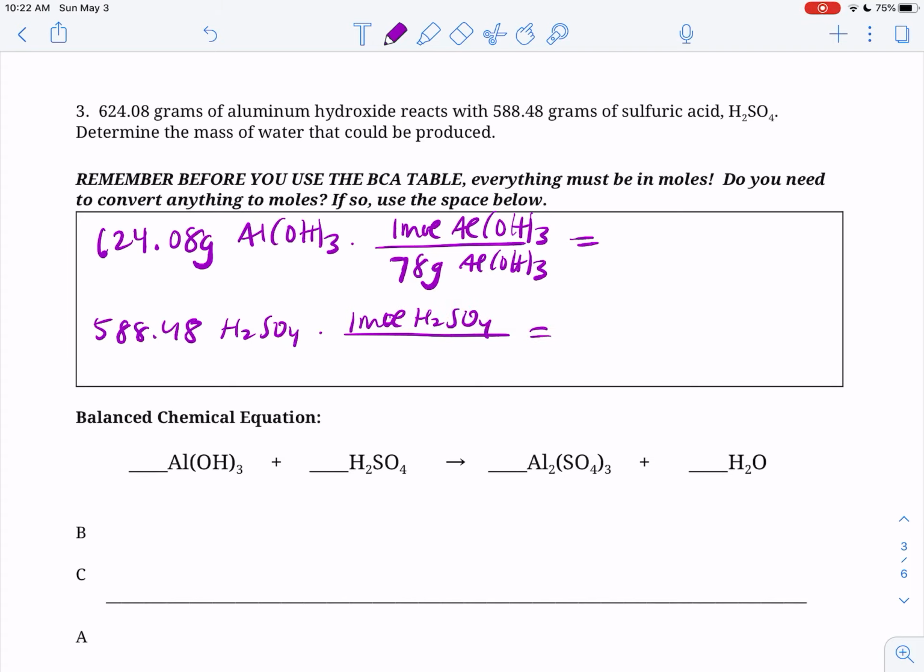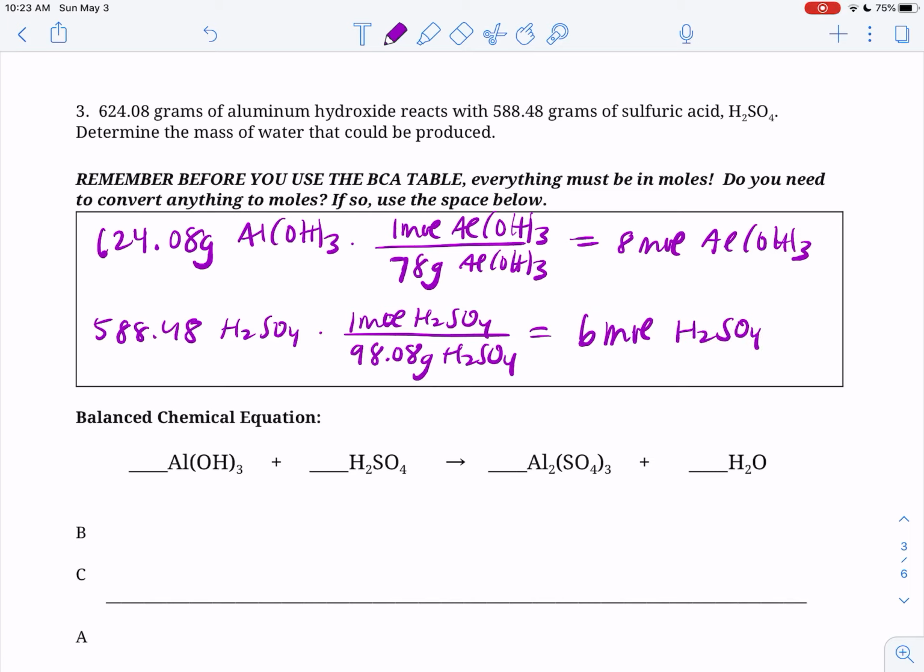Okay, and then the other one is also given in grams, and that's the sulfuric acid, H2SO4. Okay, and that is going to be 98.08 grams H2SO4. Okay, so let's go ahead and calculate. 624.08 divided by 78. So this is going to be 8 moles. Okay, again, I made the numbers nice and simple, hopefully for all of these. 588.48 divided by 98.08 is going to be 6.